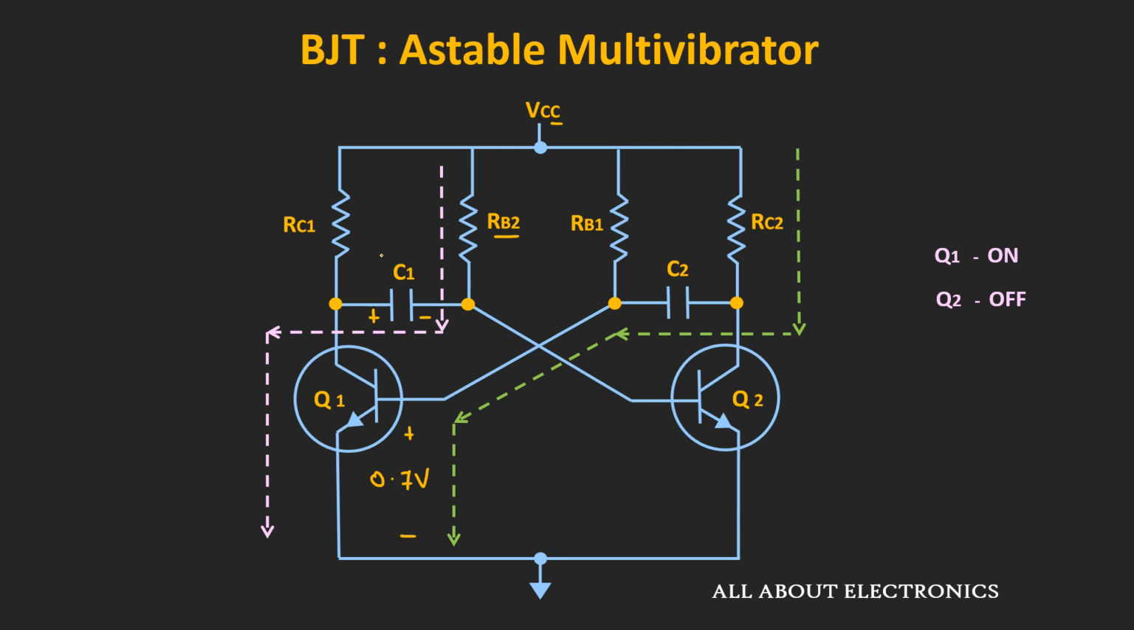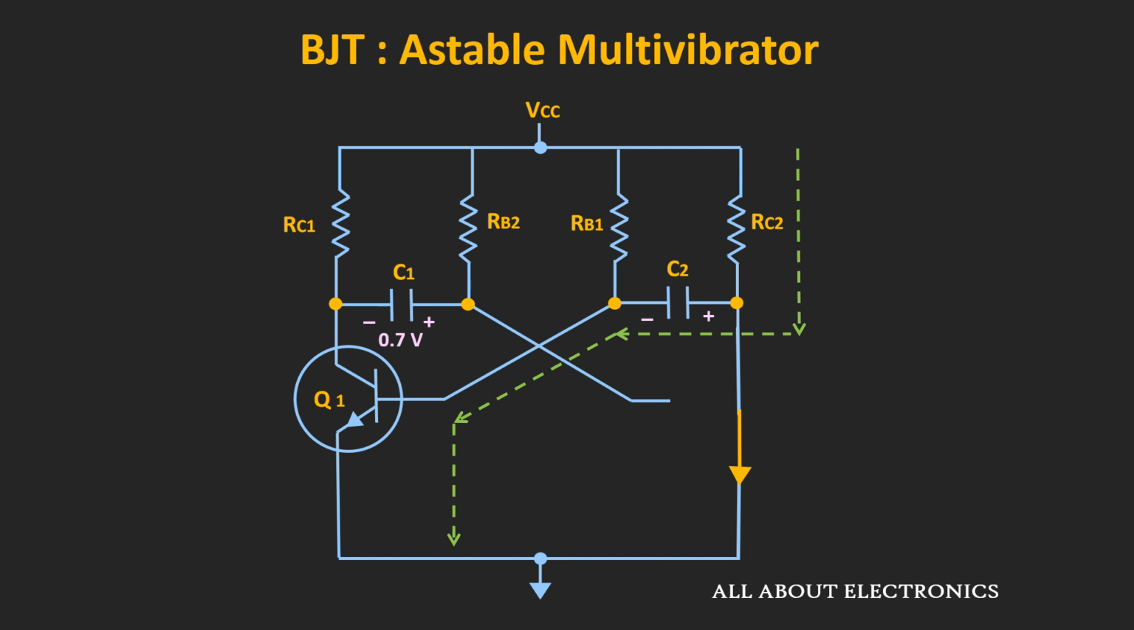Now one more thing, if you notice, here this collector resistor is smaller in value compared to the base resistor. So this capacitor C2 will charge faster than C1. And as soon as the voltage across this capacitor C1 becomes 0.7 volt, then the same voltage will also appear at the base of this transistor Q2, because here this transistor Q1 will act as a short circuit. So due to that, this transistor Q2 starts conducting and eventually it will go into saturation. And hence this transistor Q2 will act as a short circuit.